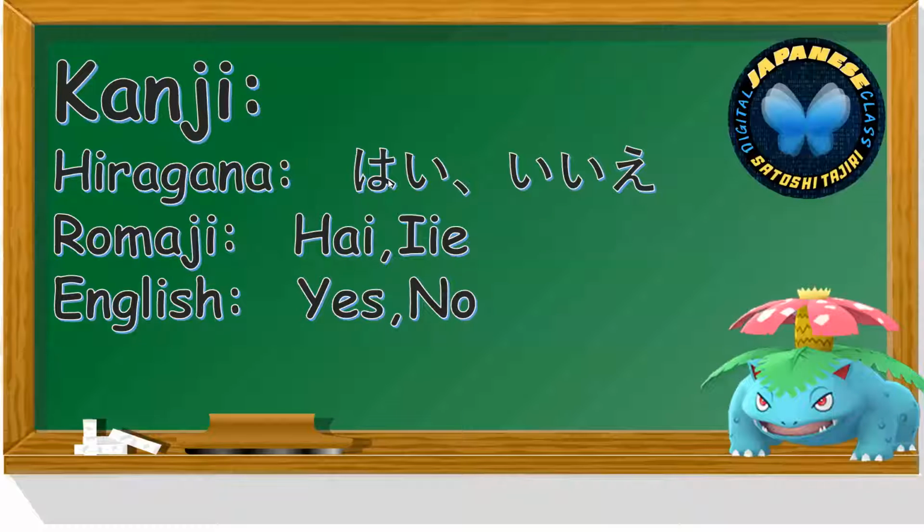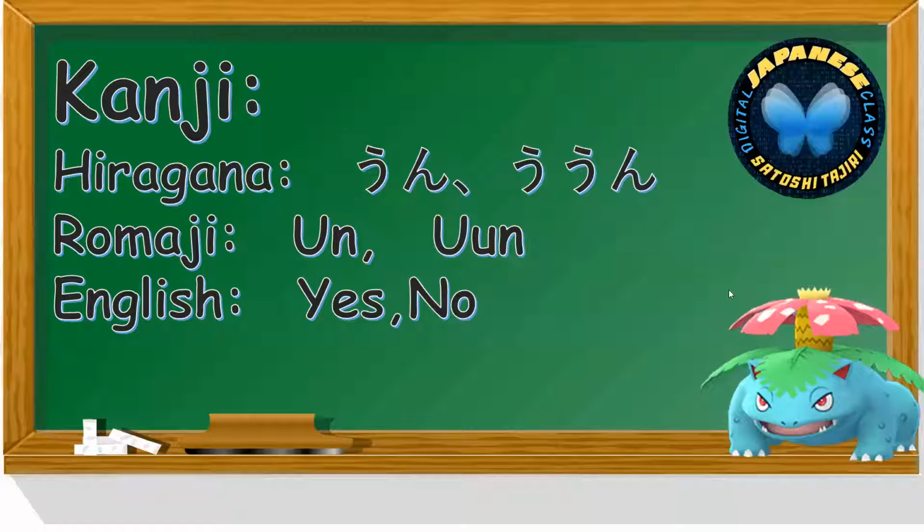Next we have hai and iie. Be careful with this one, make it prolonged, because if you say "ie," it means house, but "iie" means no. And for our plain form, we have un, and we have un. Yes, or we have no.